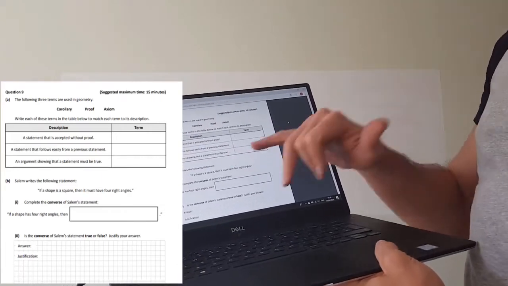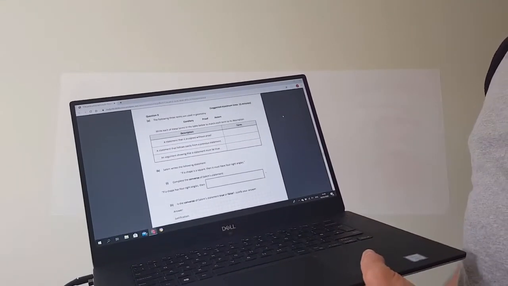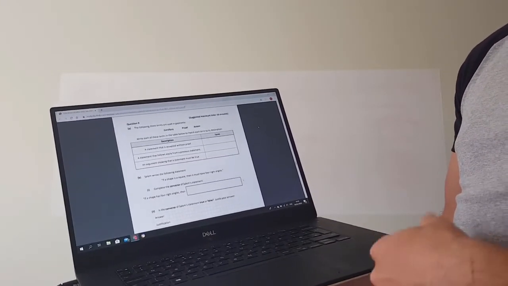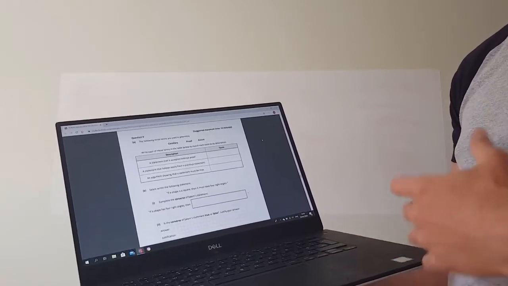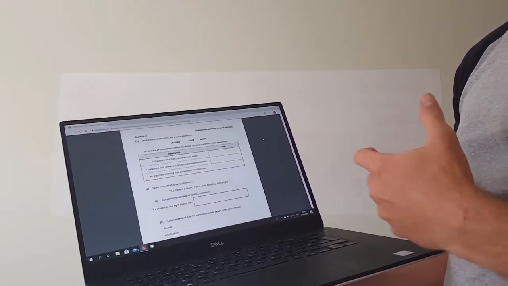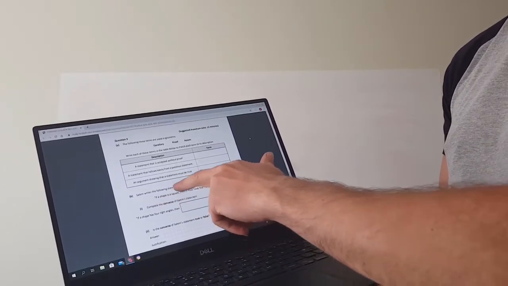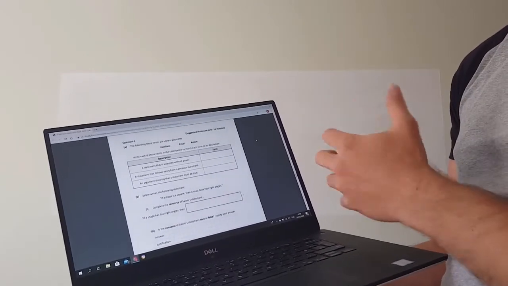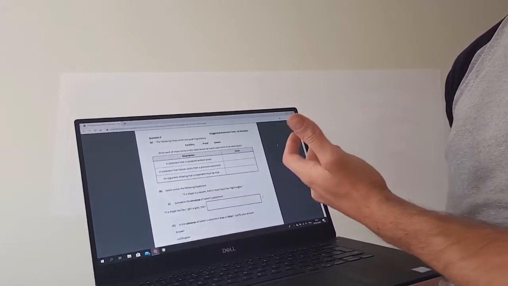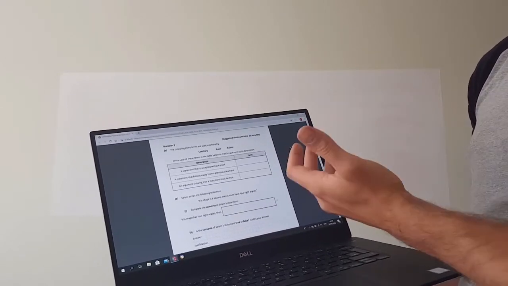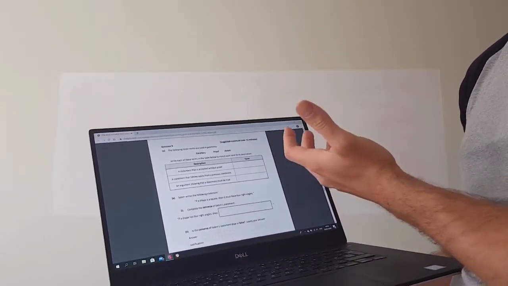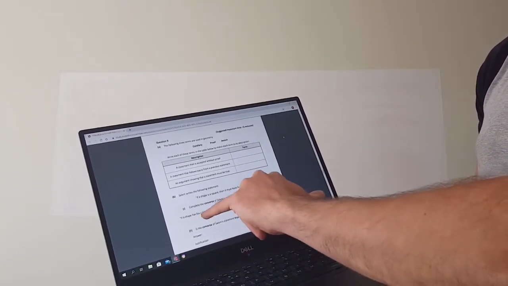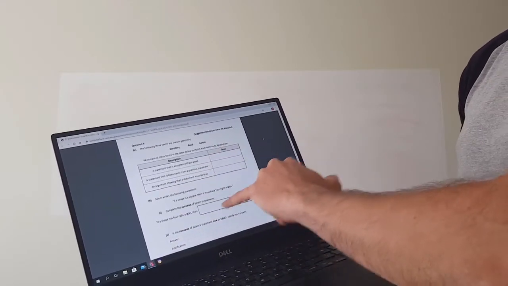Okay, so part B then, Salem writes the following statement: if a shape is square, then it must have four right angles. Complete the converse of Salem's statement. So basically the converse is the opposite. So basically opposite to what he said is, if a shape has four right angles, then it must be a square. That's basically the opposite of what he has just said. So that's what would go in there. So if a shape has four right angles, then it must be a square.